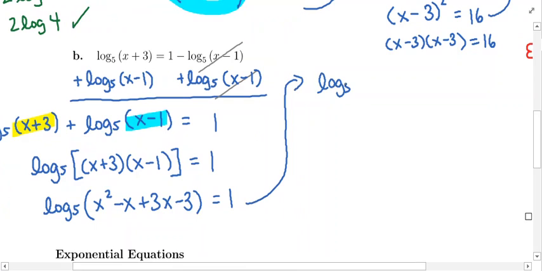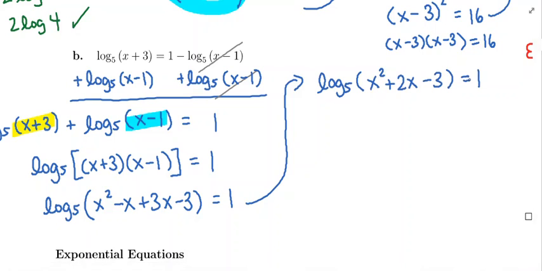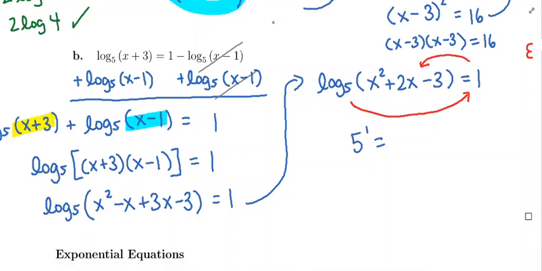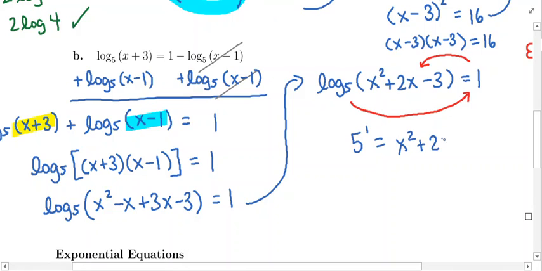So I'm going to get log base 5 of x squared plus 2x minus 3 is equal to 1. We have one logarithm equal to a number. When you have one logarithm equal to a number, you do the arrow thing. If I take the base, which is 5, and raise it to the first power, that is going to give me this quantity, which is x squared plus 2x minus 3. This is what I need to solve.